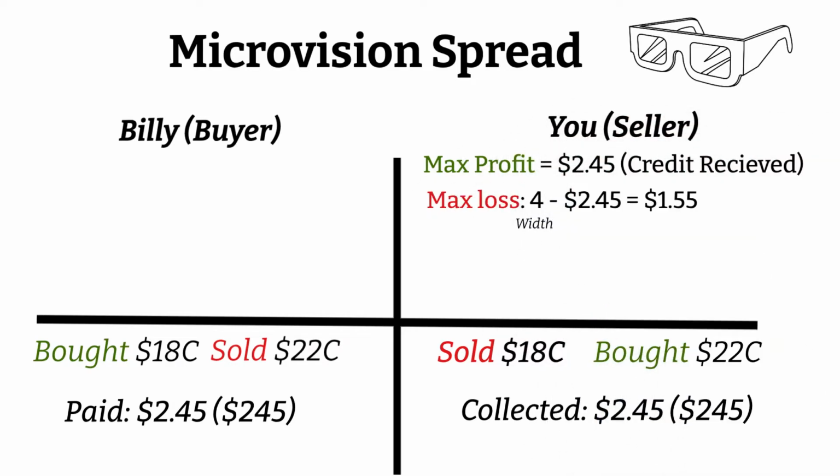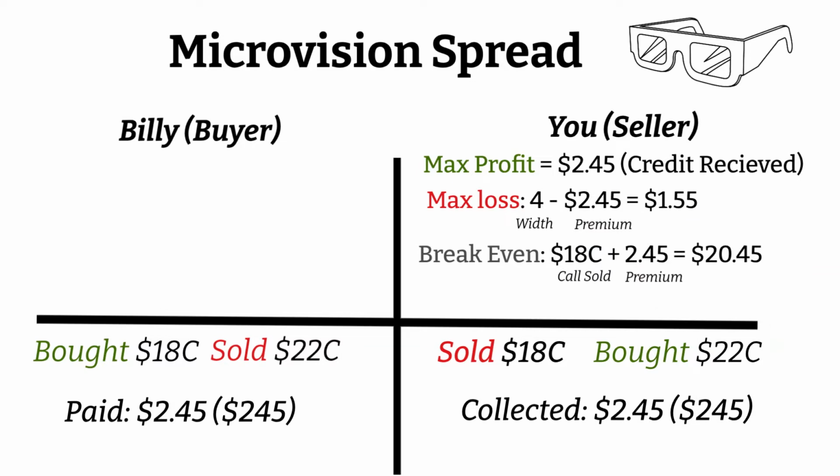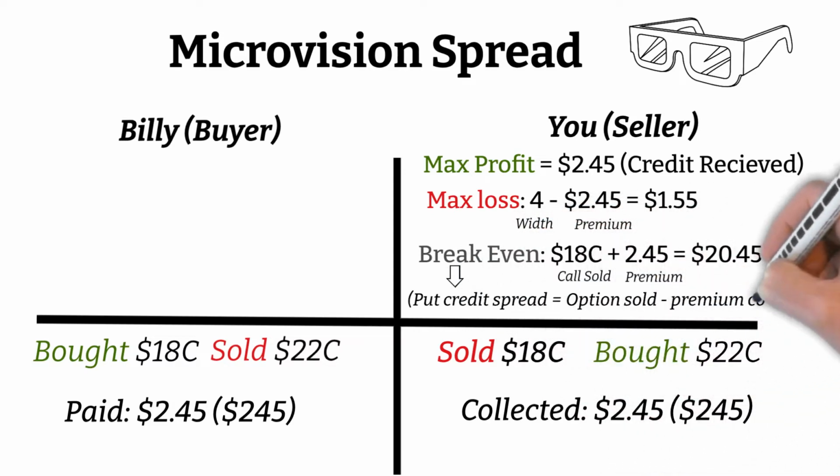Your max loss is found by subtracting the premium you received from the width of the spreads. You collected a credit of $2.45 on the spread that is $4 wide, so your maximum loss would be $1.55. To find your break even, you would add the premium you received to the strike you sold. Since you sold the $18 call, you would add the $2.45 credit to $18, which would give you a break-even of $20.45.